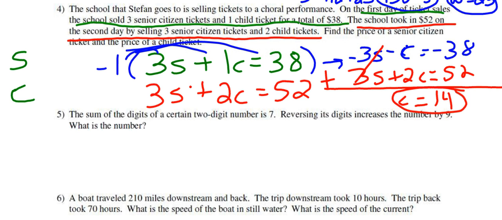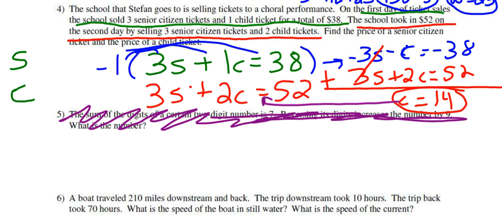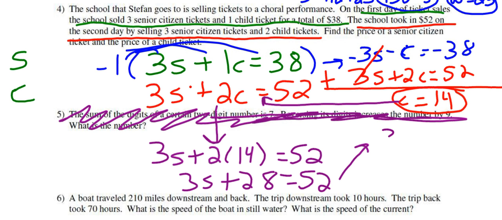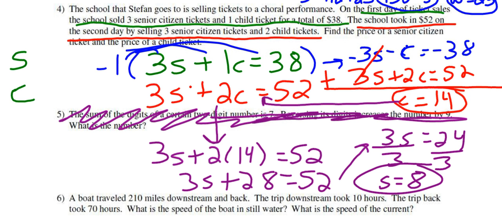Now to figure out the senior citizen ticket, remember, plug it into either equation. Let's just plug into this equation. And actually, you can cross out this problem down here because we're not going to do that one. I'm just going to continue working into the next question. So 3S plus 2 times 14, because I'm putting in 14 for C, equals 52. So 3S plus 28 equals 52. I'm going to subtract 28 from both sides. So I'll have 3S equals 24. And then when I divide both sides by 3, I have S equals 8. So each senior citizen ticket costs $8, while a child's ticket costs $14.